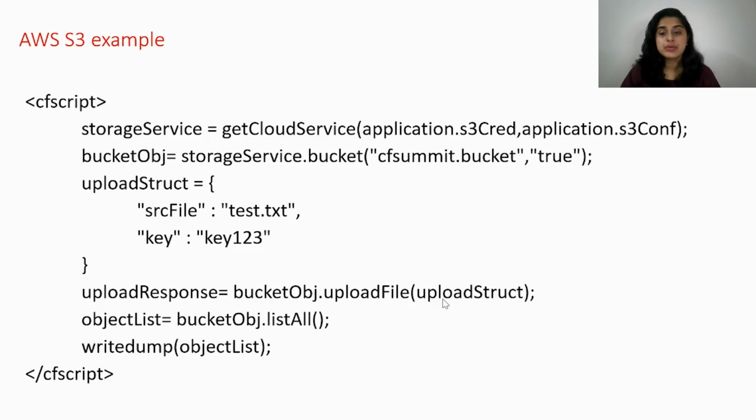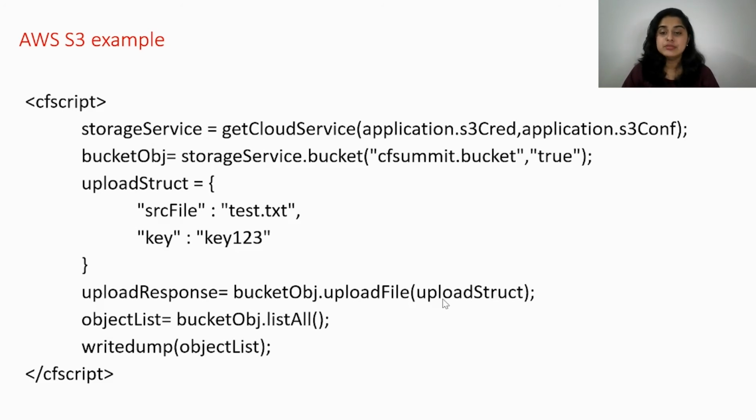So in the sample code present here, first we will be creating an S3 storage object using the getCloudService method. Here I'm passing AWS credentials to this method. Once I get my S3 storage object, I can use it to perform operations on AWS S3. Next, I'm creating a bucket named cfsummit.bucket using the bucket method. This command creates a bucket if it's not already present, and the method returns the bucket object.